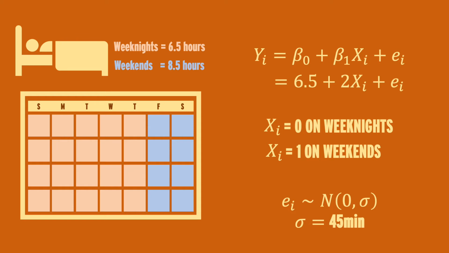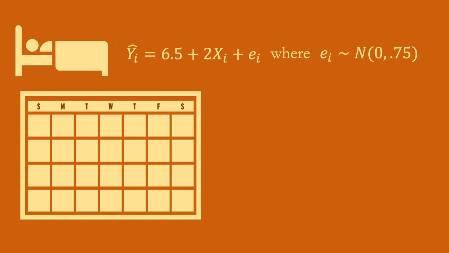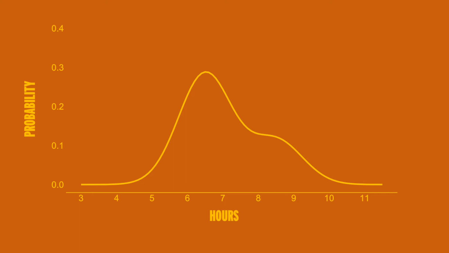Now we can answer a question like this. What is the probability that I sleep more than 8 hours on a weekend? Let's start by looking at the graph of the probability of getting different hours of sleep. But this looks odd. It looks like a double-humped camel rather than the single-humped camel Gaussian distribution that we're used to looking at. And that's a problem because it means our errors are different at different parts of the distribution.